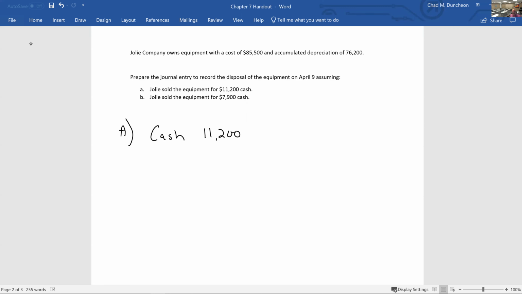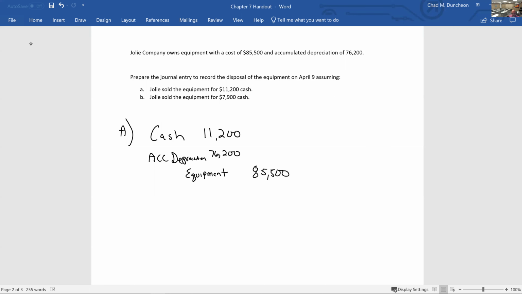Step 2 is to take the equipment off. I'm going to skip a line because I know I need something in there, but to take my equipment off, I need to make a credit entry because it was normally on the books as a debit. I take it off at its cost because that's what I put it on as, because of the cost principle. I also need to remove the accumulated depreciation, and the accumulated depreciation is $76,200.